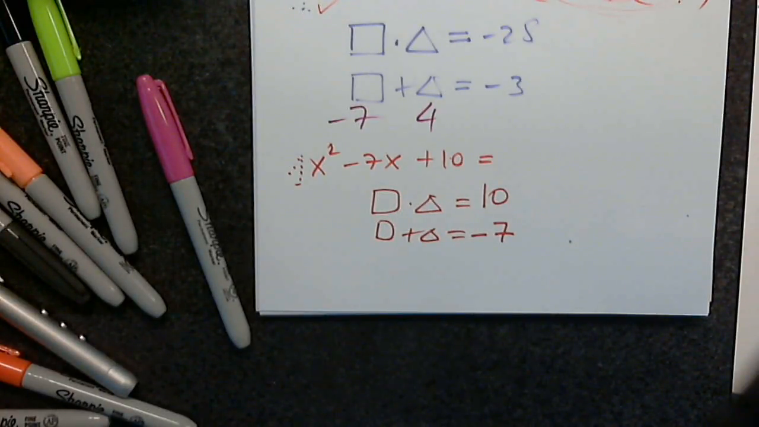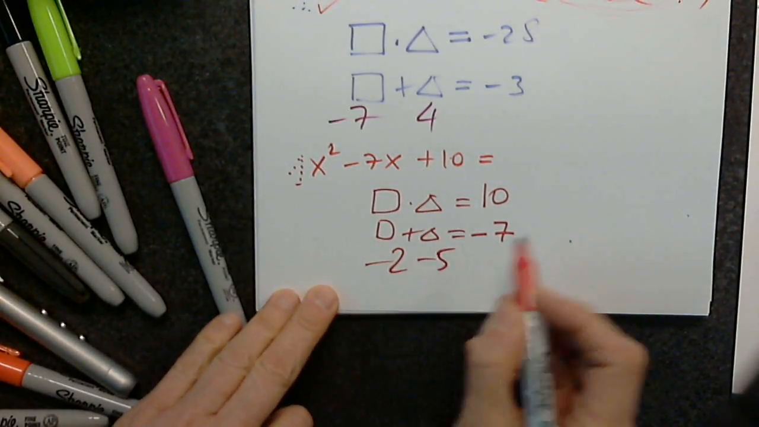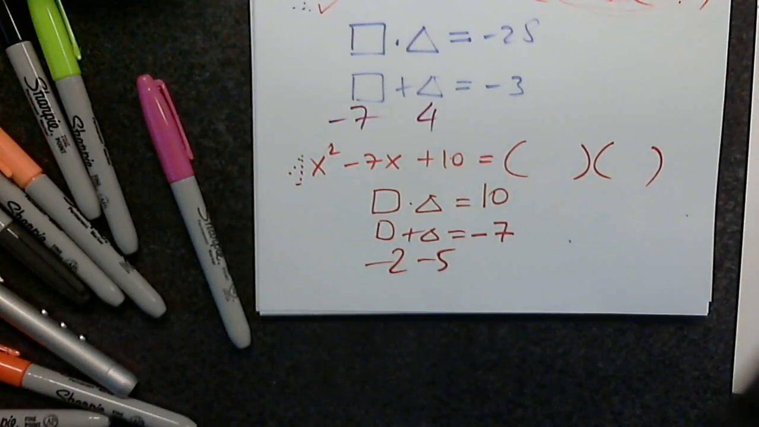Because the sum of two negative numbers is negative. The sum of two positive numbers is not negative. So I'm looking for two negatives. -2 and -5. So then the factored form is?